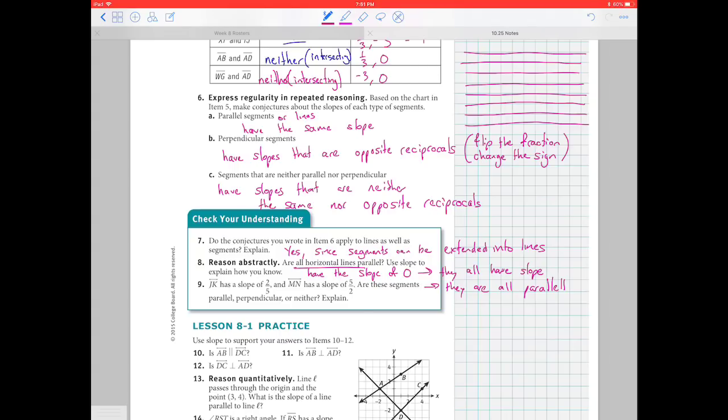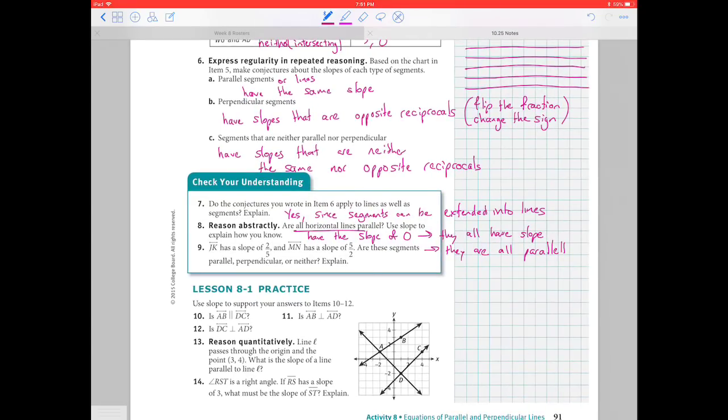If we look at number 9, JK has a slope of 2/5, MN has a slope of 5/2. We want to figure out which one is it. Is it parallel, perpendicular, or neither? And explain your answer. So pause, pick a choice, try to explain it to yourself, and then come back to the video. All right, welcome back. We want to compare these two fractions. Are 2/5 and 5/2, are these two slopes, would that mean the lines are parallel, perpendicular, or neither? We can rule parallel out right away. So 2/5 is not equal to 5/2. Not equal, so they're not parallel. Perpendicular, we want them to be opposite reciprocals, right?